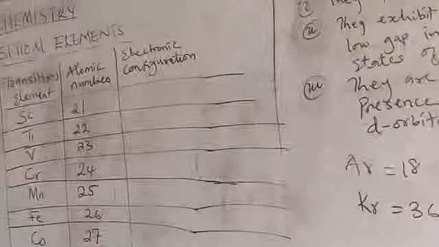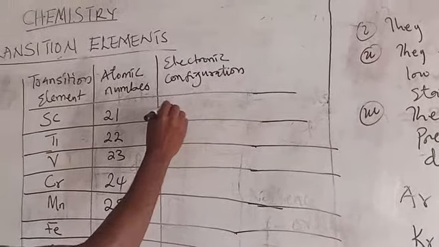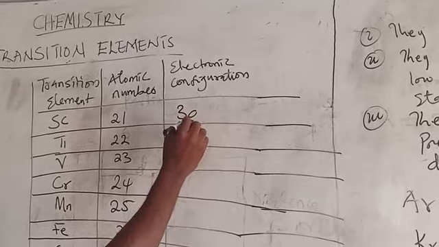So let's come here. Scandium is 21. The electronic configuration is going to be 3, excuse me.